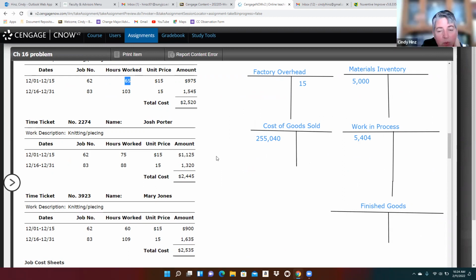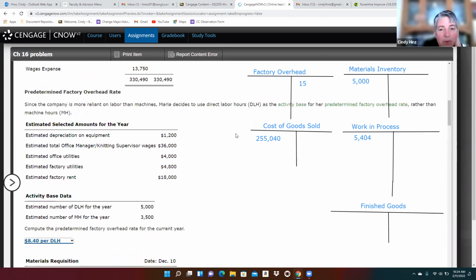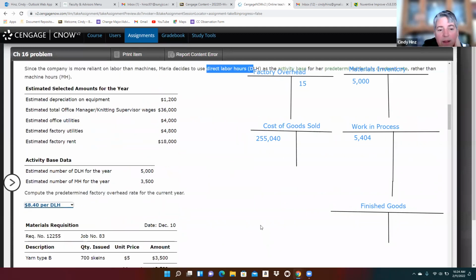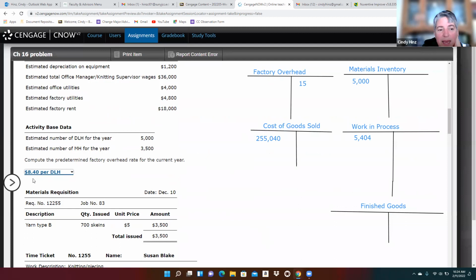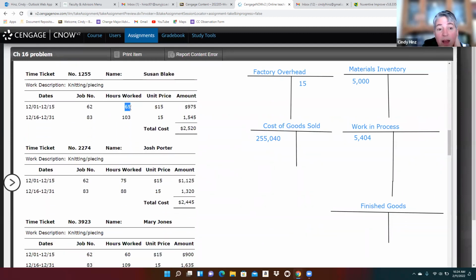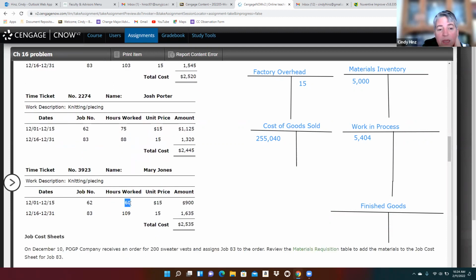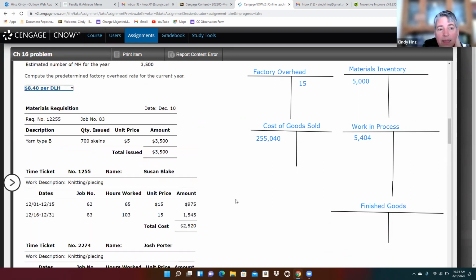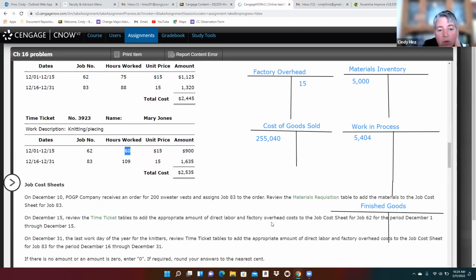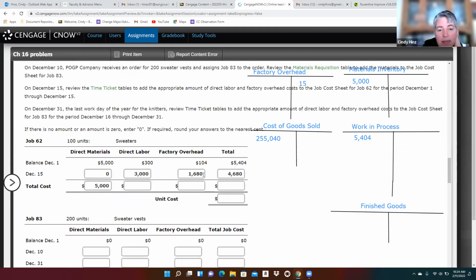Exactly. So remember up at the top, it said that Maria was going to use direct labor hours to apply overhead. And we calculated the rate to be $8.40 per direct labor hour. So then we need to know how many direct labor hours they were. And as you said, we're going to add up those 3 hours and then multiply by the $8.40 per hour to get the total overhead of $1,680.